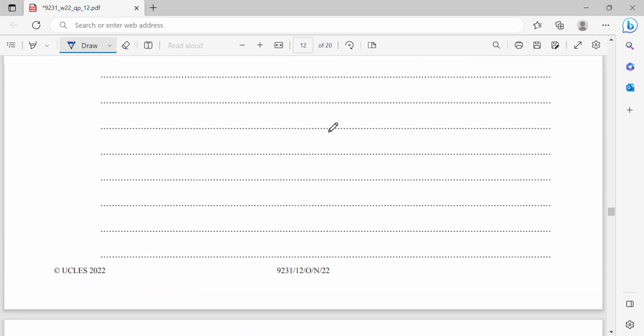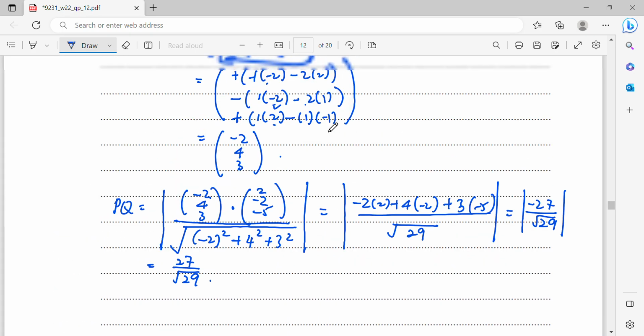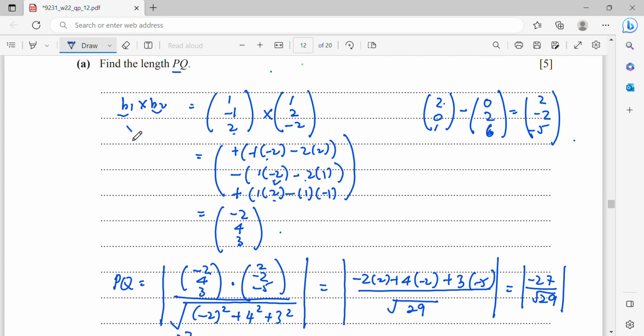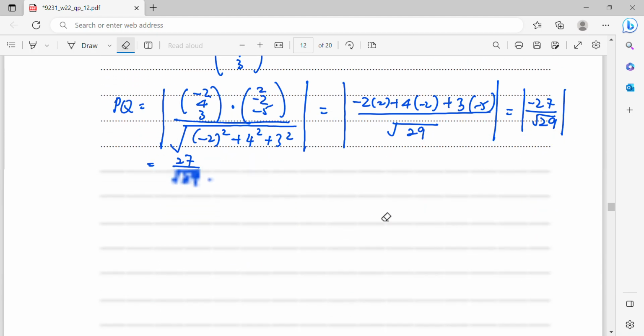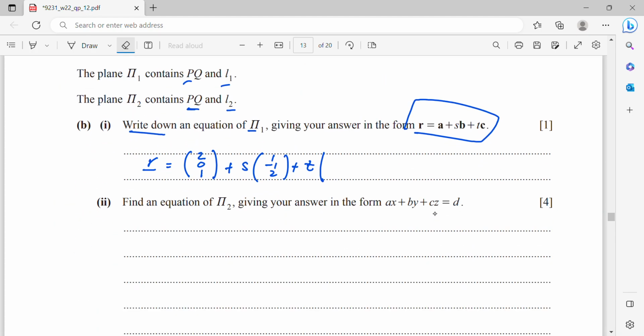So go back to the previous step. PQ is parallel to B1 cross B2, which means you can take this as the vector PQ. So minus 2, 4, 3 is a direction which is parallel to PQ. So minus 2, 4, 3. Okay, so that is done for part 1.